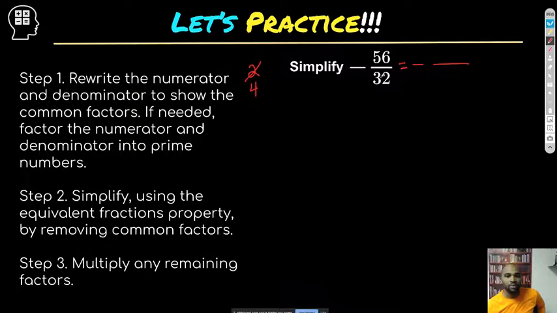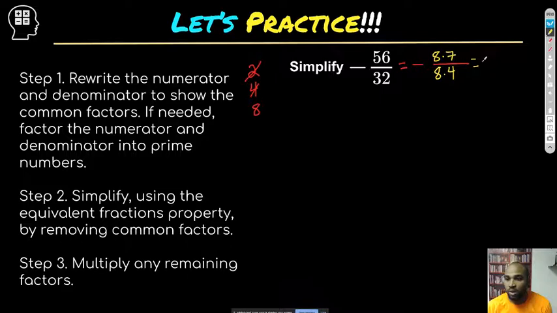32 divided by 7. What about 8? 8 may actually work because 4 times 8 is 32 and 7 times 8 is 56. They both have an 8 in common, so an 8 is the bigger number I'm going to use. So now I'm going to break this into 8 times 7, because I know that's 56, and 8 times 4. So I just did my first step where I rewrote this into the factors where they share a common factor, that is 8 in this case.